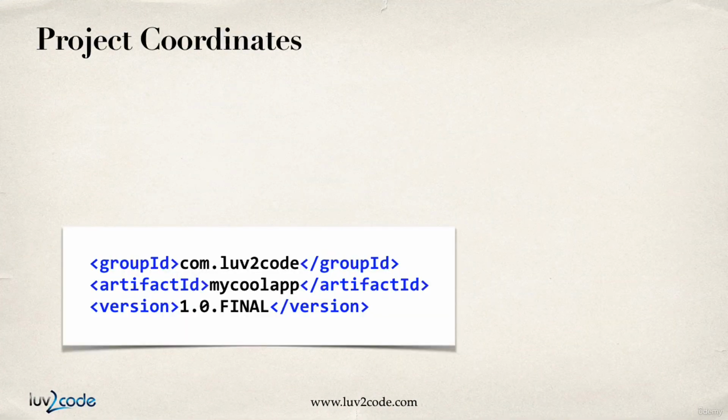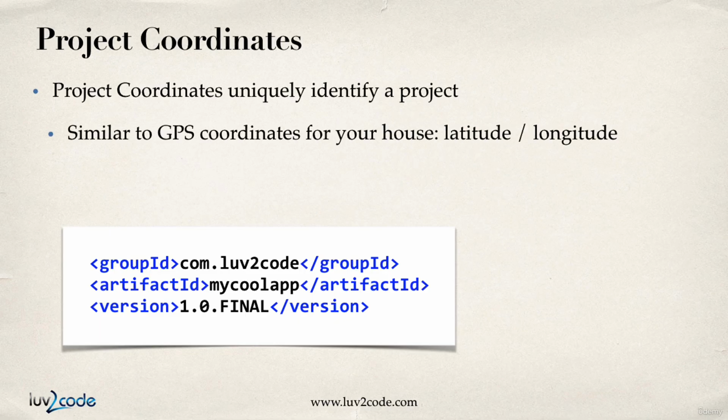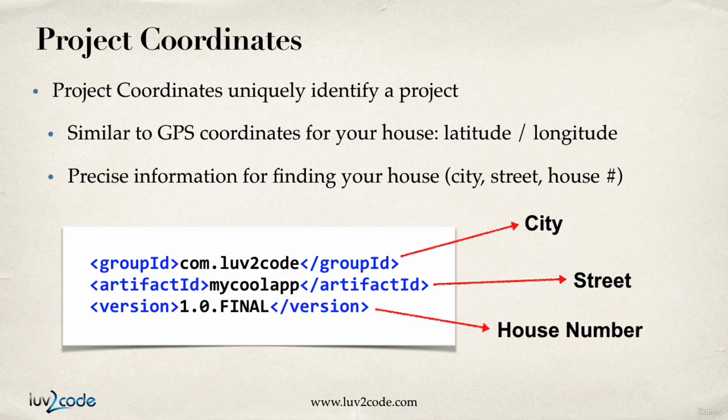So let's go ahead and talk about project coordinates. So project coordinates uniquely identify a project. It's similar to GPS coordinates for your house, like the latitude and longitude. It's basically precise information on how to find your house. So if I wanted to come visit you, I'd ask for your city, your street, and your house number. And that'll give me the specifics on how to find your given location. So the group ID could be like the city, the artifact ID could be the street, and then the version could be the actual house number. So some specific coordinates on how to find your house. And we use a similar thing here in the Maven world to identify a project.